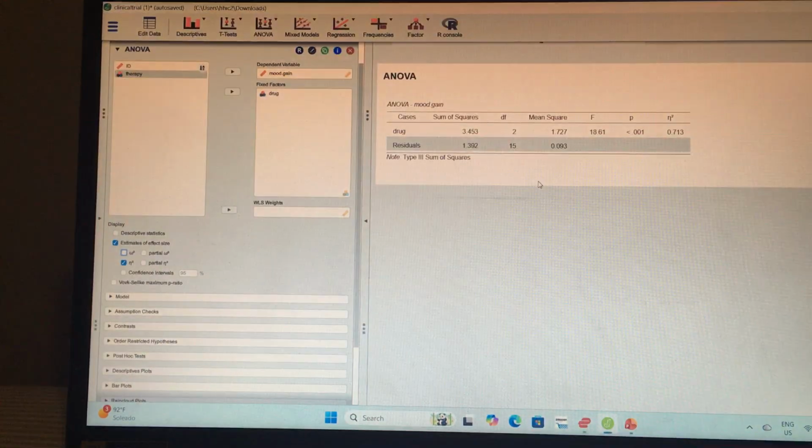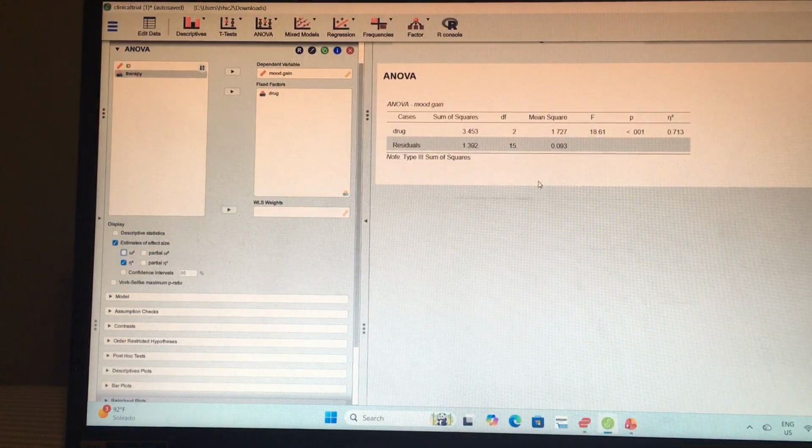If we compare these numbers to the numbers that we calculated by hand in the previous section, you can see that they're pretty much the same apart from some rounding differences. The between group sum of squares SSB equals 3.453, and the within group sum of squares SSW equals 1.392, and the degrees of freedom are 2 and 15 respectively. We also get our F value and our p value, and again, these are more or less the same as we previously calculated by hand.